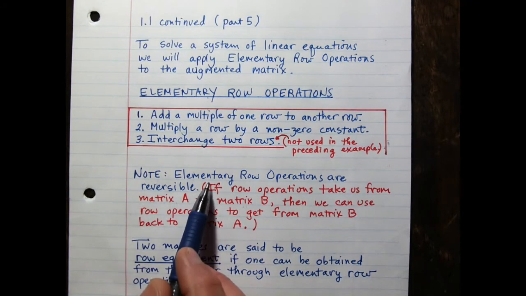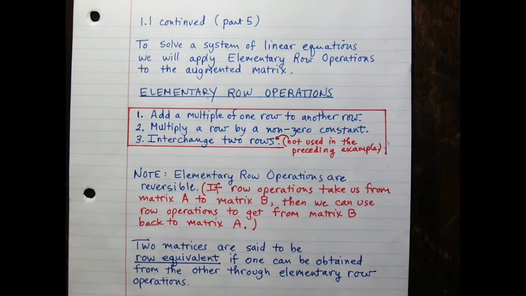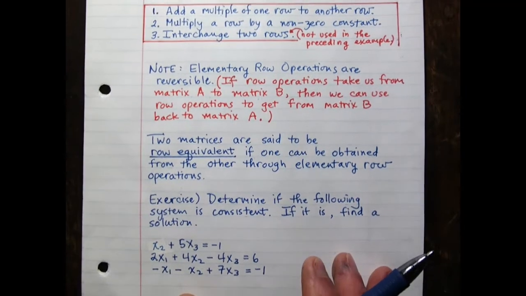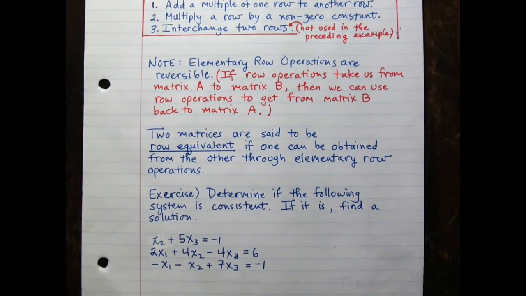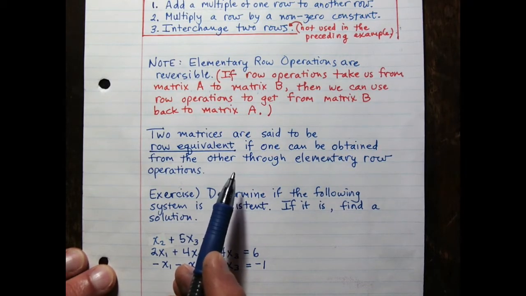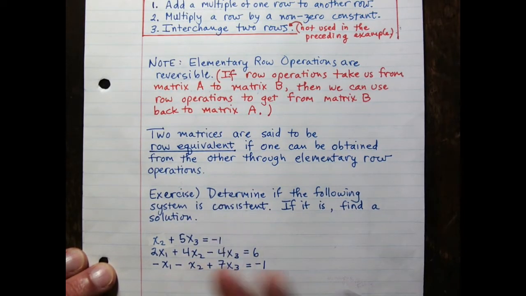So note, elementary row operations are reversible. If row operations take us from a matrix A to matrix B, then we can use row operations to get from matrix B back to matrix A. That's going to be important later on. Two matrices are said to be row equivalent if one can be obtained from the other through elementary row operations. So if two augmented matrices are row equivalent, they represent systems with the same solutions.